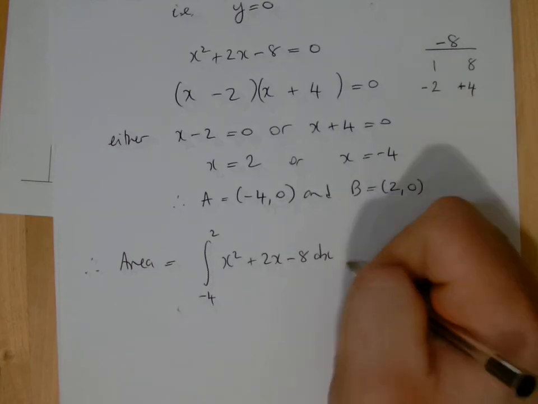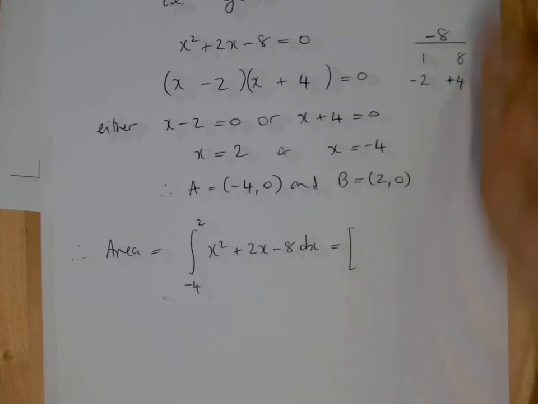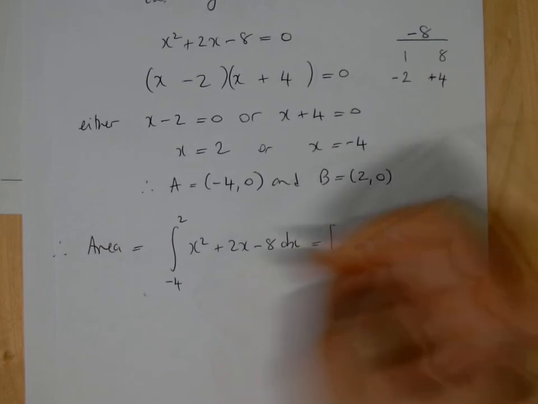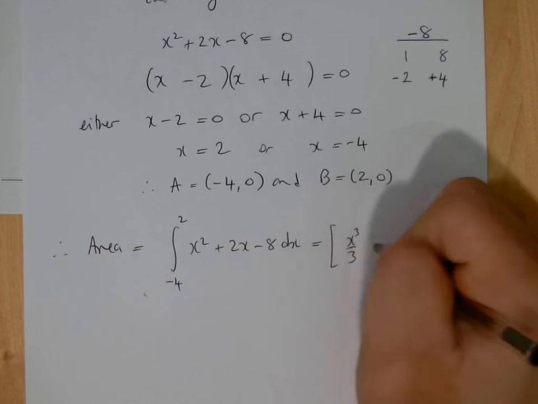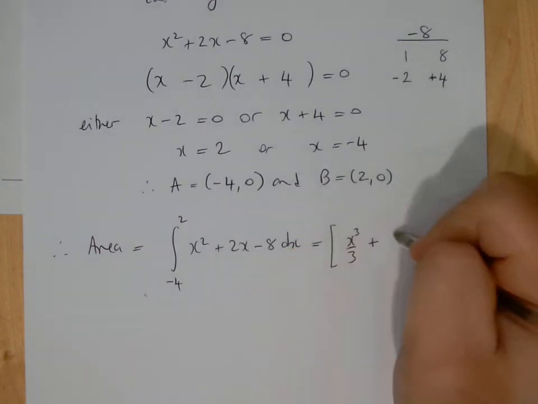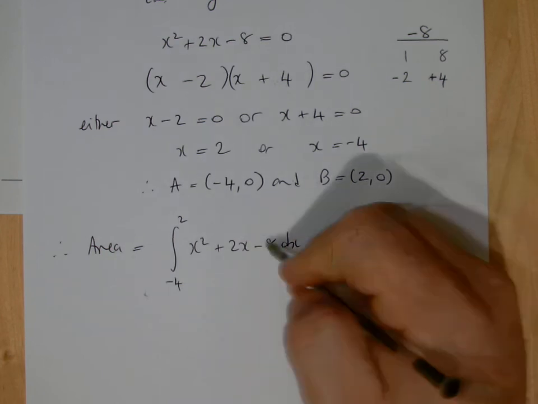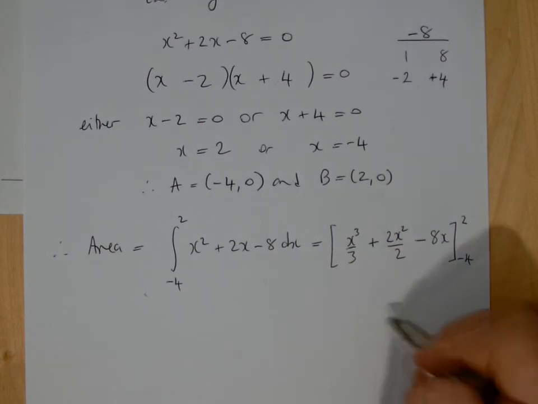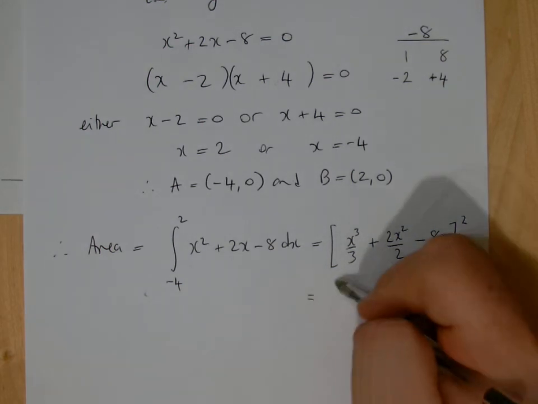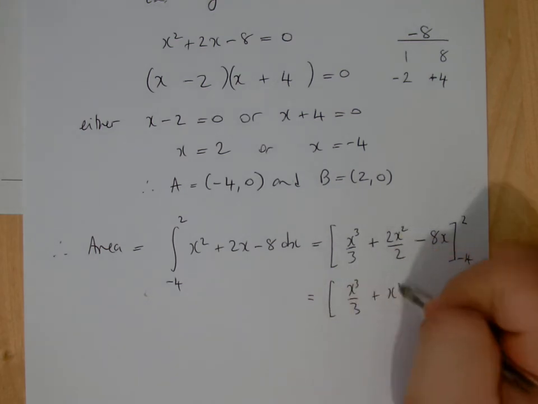And we can work that out. Remember you need to put square brackets when you've got the limits. So x squared becomes x cubed upon 3. 2x becomes 2x squared, so you add 1 to the power and divide by 2. And minus 8 becomes minus 8x. I'll put the limits there, 2 and minus 4. We could simplify this to make it a little bit nicer: x cubed upon 3, the 2's cancel, so that'll be just x squared minus 8x.